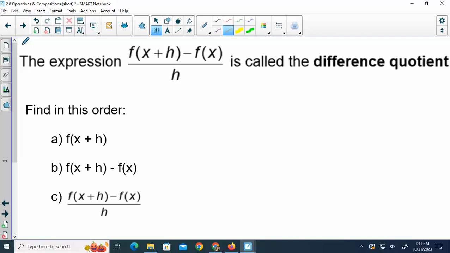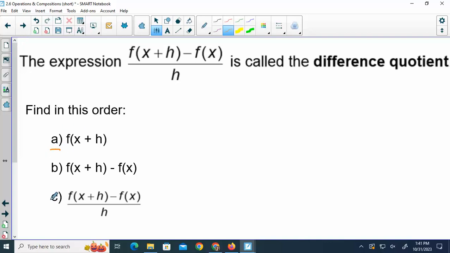So sometimes we encounter an expression that looks like this. It's called a difference quotient. It has a lot of uses, like in calculus, but we're not worried about that. All we're worried about is, can we use functions to evaluate this? So it's f of x plus h minus f of x all over h. If I ask you to do this, I'm not just going to say find the difference quotient. I will tell you, I want you to do this, this, and this. I'll break it into steps.